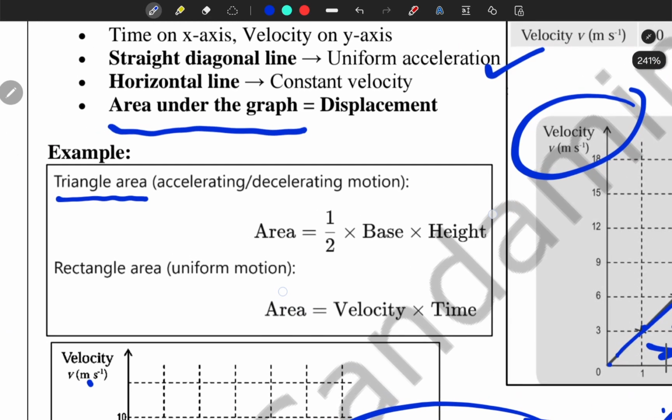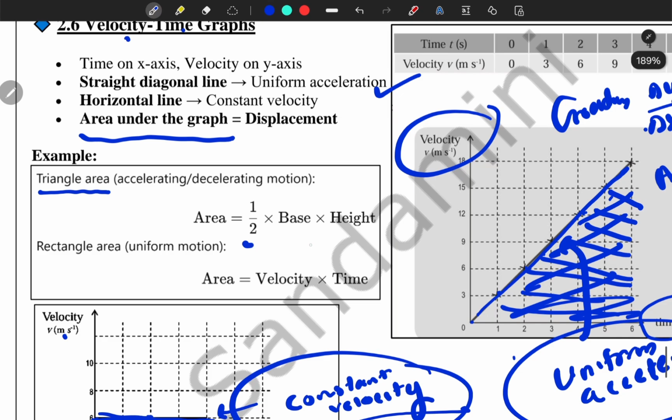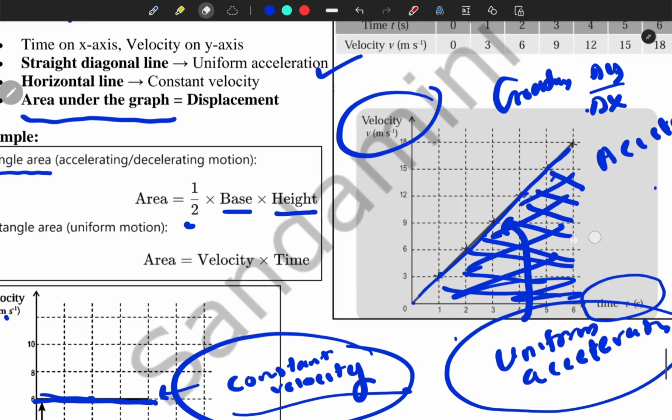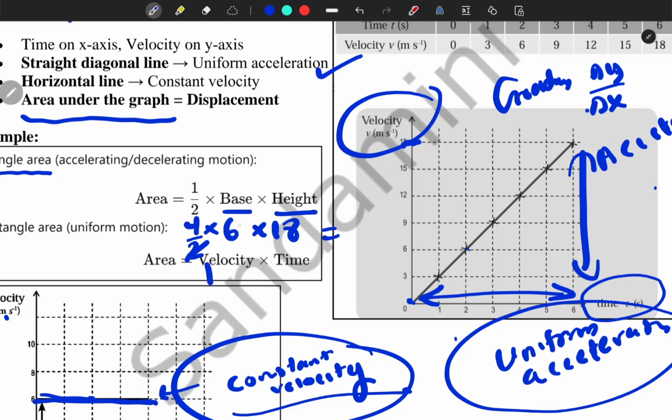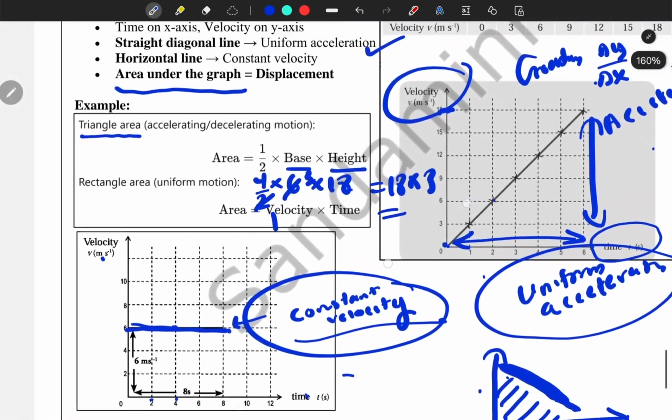Now you have learned in maths how to find the area of a triangle: half into base of that triangle into height. If I take here, what is the base length? From here to here it is 6, right? Half into 6 into the height. How much is the height? From 0 to 18, right? That means 18. When you solve that it comes like this: 3 into 18. Take the answer of 3 into 18. I'm not calculating. That is the area.